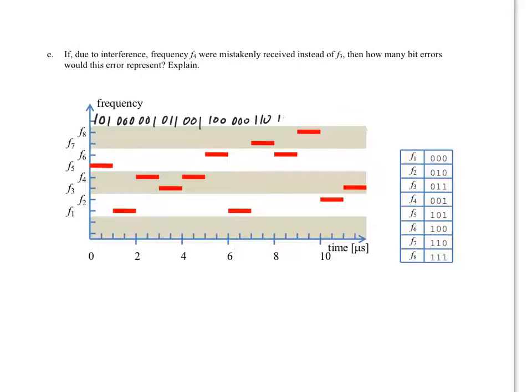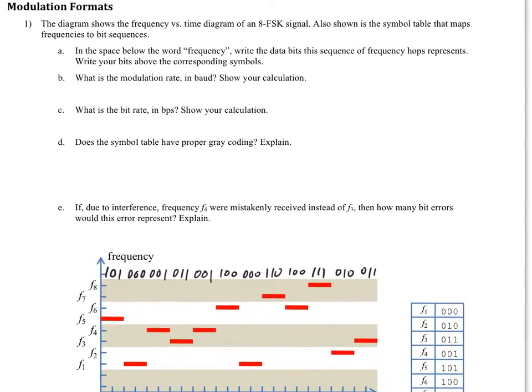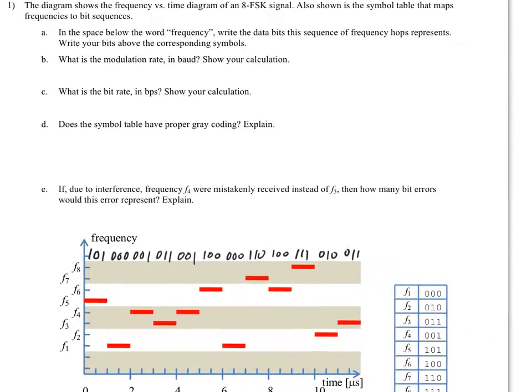F6 is 100, F8, 111, F2 is 010, so pretty easy once you get the hang of it, 011. So there's the sequence of bits, and that's part A of the problem. For part B, it asks what is the modulation rate in baud. Part C asks what is the bit rate in bits per second. And let's do those first.